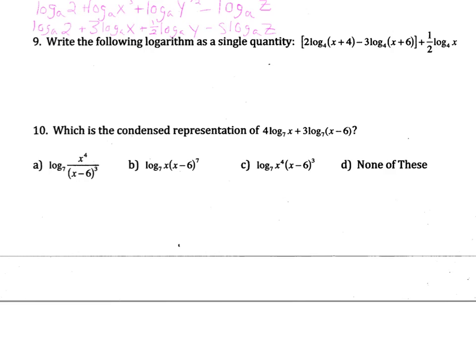For number 9, we want to condense the logarithm. So the first step is to take any of the coefficients and move them to the exponents. So we'll have log base 4 of x plus 4 squared, minus log base 4 of x plus 6 cubed, plus log base 4 of x to the 1/2.